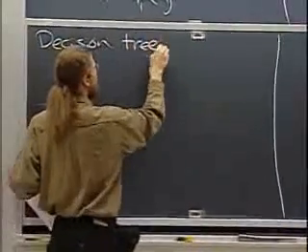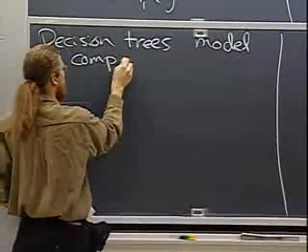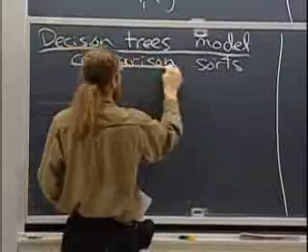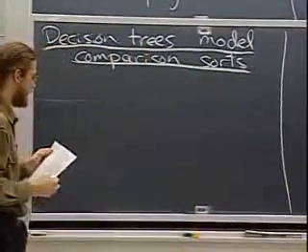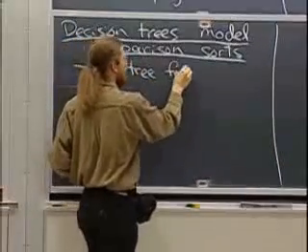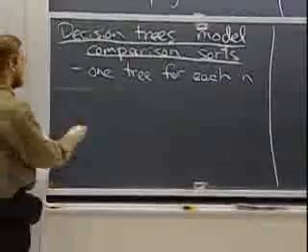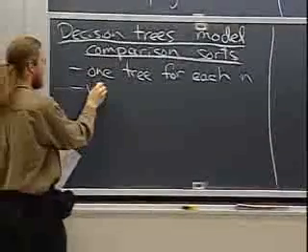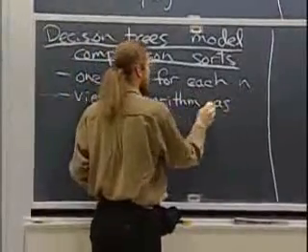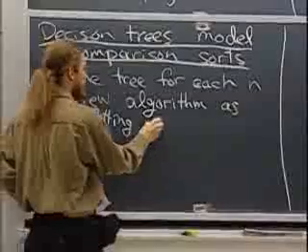OK, but let's prove this theorem that decision trees, in some sense, model comparison sorting algorithms, which we call just comparison sorts. So this is a transformation. And we're going to build one tree for each value of n. As you mentioned, the decision trees depend on n. The algorithm, hopefully, depends on n, but it works for all values of n. And we're just going to think of the algorithm as splitting into two forks, the left subtree and the right subtree, whenever it makes a comparison.